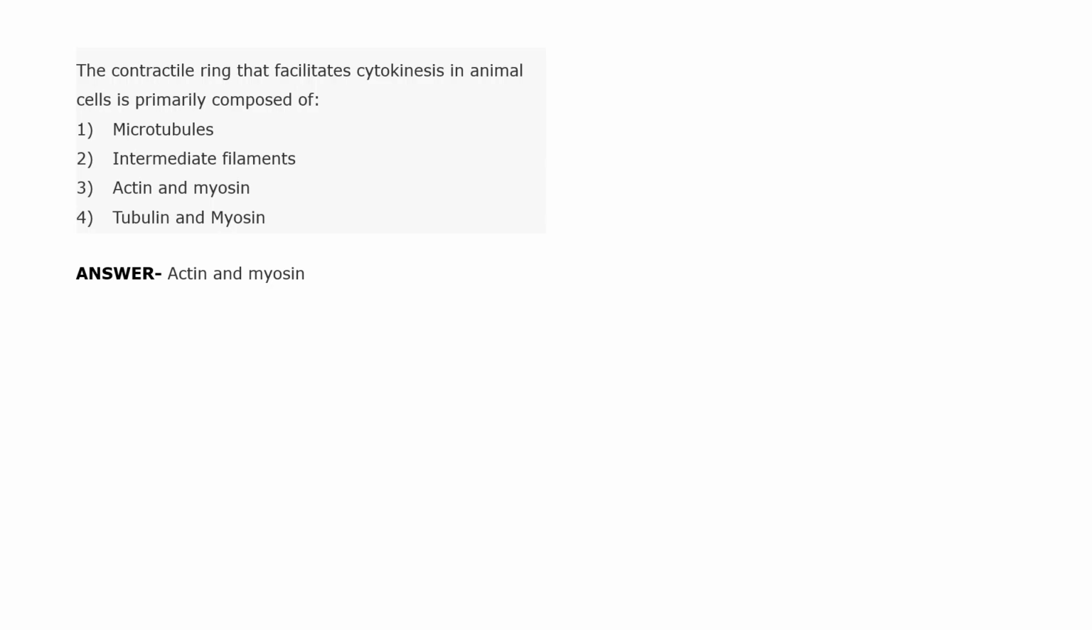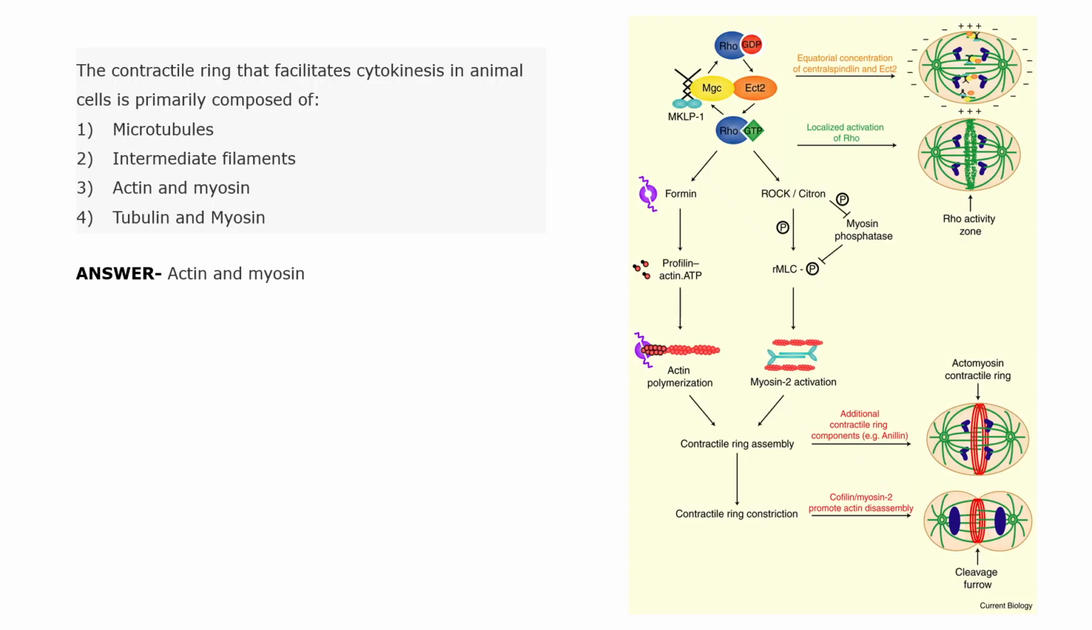Okay, so basically you're right. Option number 3 is the answer: actin and myosin. It is also called an actomyosin contractile ring because it is composed of the two, which if you combine, becomes actomyosin. So basically this is the whole process. Rho is a protein that can bind to both GTP as well as GDP. It can hydrolyze the GTP to form GDP. So if Rho is to be activated, it should be bound to GTP itself.